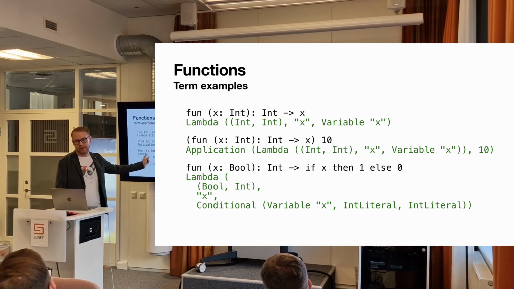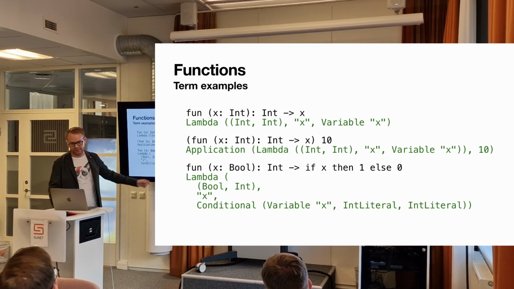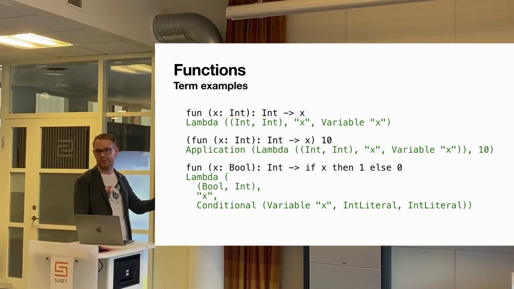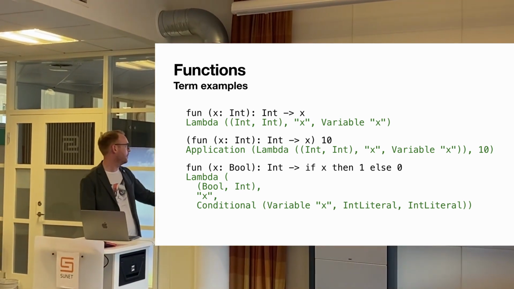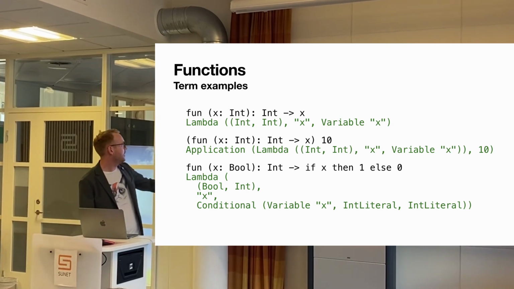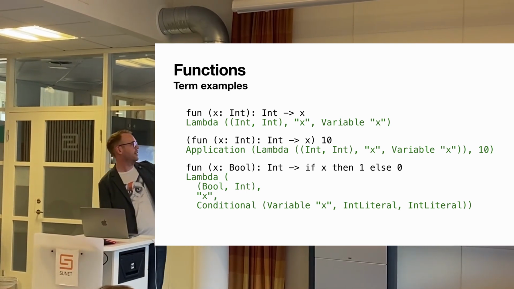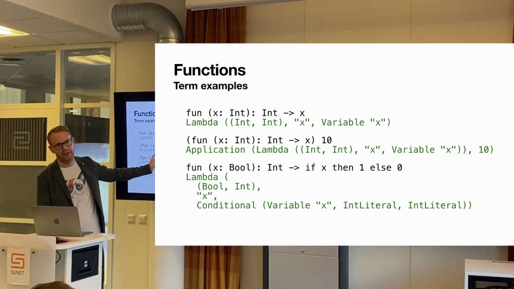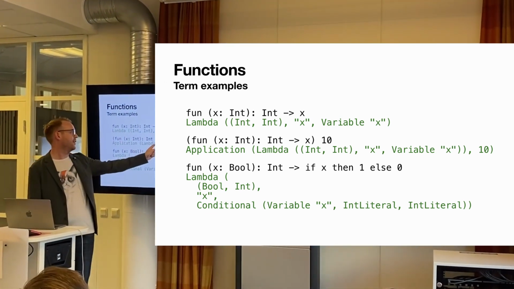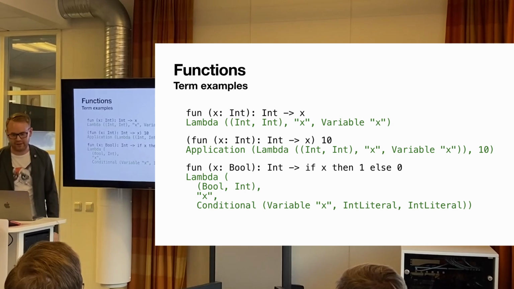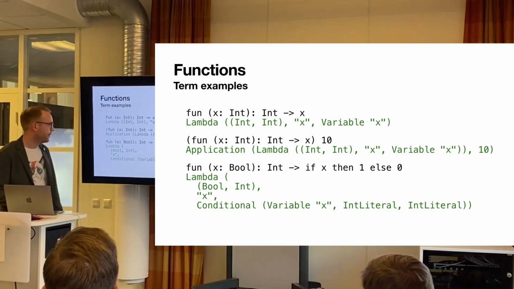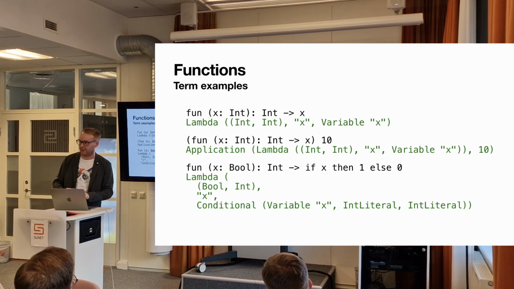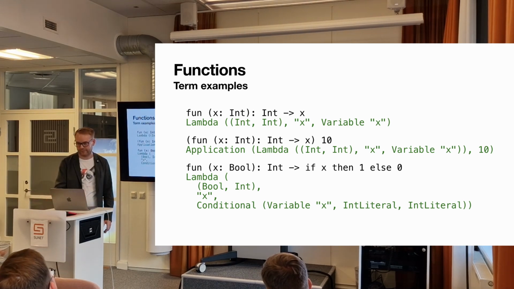And that gets turned into a term that looks like this. We also have lambda application, which is when you run a function. And here, since application is on the right-hand side, it might be a bit hard to see, but we define this function and then we immediately run it with 10 as the argument. And as the last example, you can see a bit more complex function that contains a conditional.